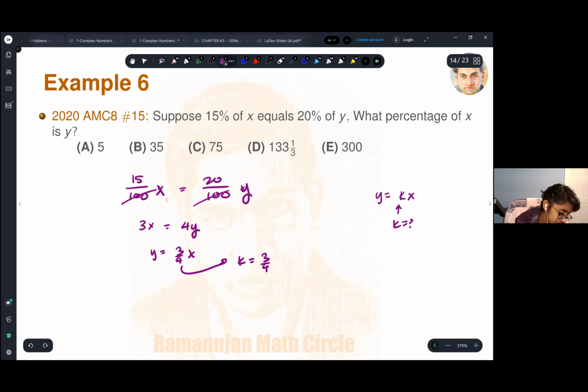They're asking for what percentage of x is y. So we want to convert k into a percentage. Multiplying this by 25 over 25, we get 75 over 100. And that's basically 75%, right? So y is 75% of x. So that's your answer.